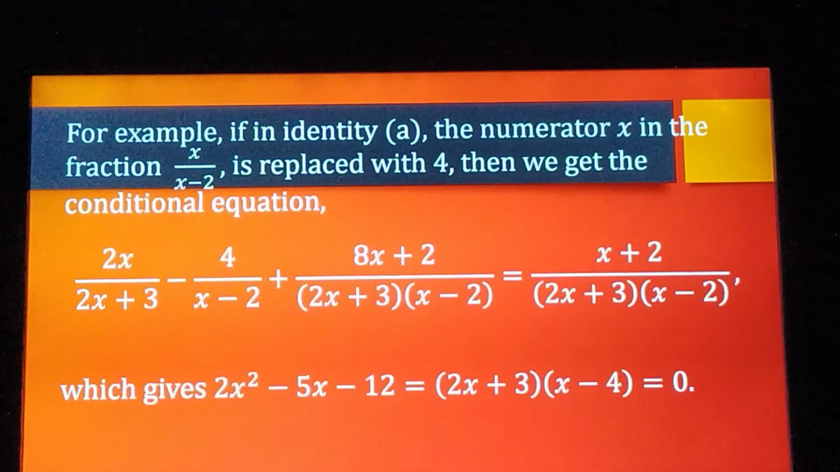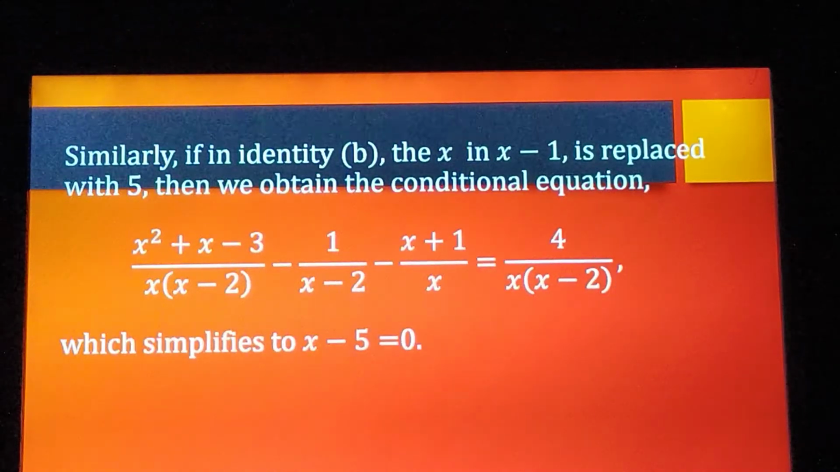And when this conditional equation is solved, we get 2x squared minus 5x minus 12, a quadratic, which is the product of 2x plus 3 and x minus 4, indicating that x equals 4 is a solution of this conditional equation.